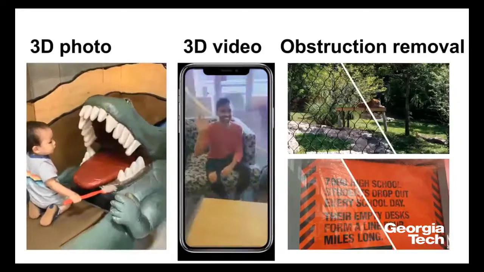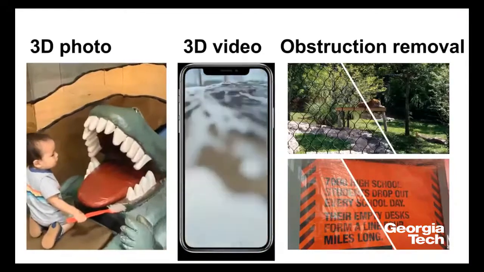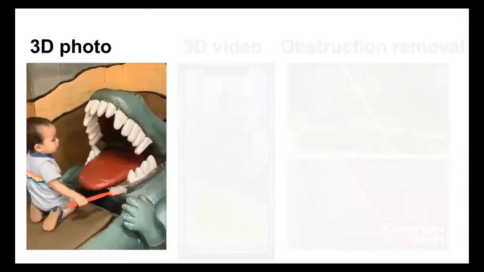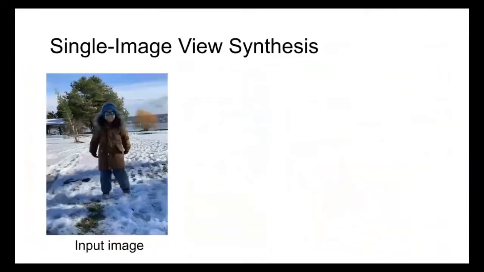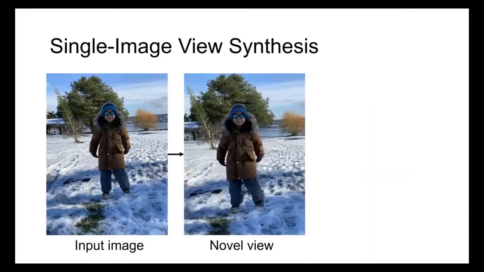All right, so that's the plan of today's talk. Okay, let me dive right in with 3D photos. So this is the problem. It's known as single image view synthesis. Given a single image as input, the goal is to be able to render the same image from a novel viewpoint, like this one here.